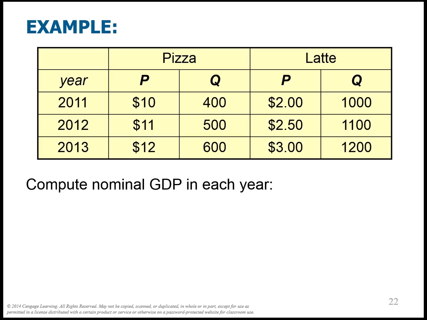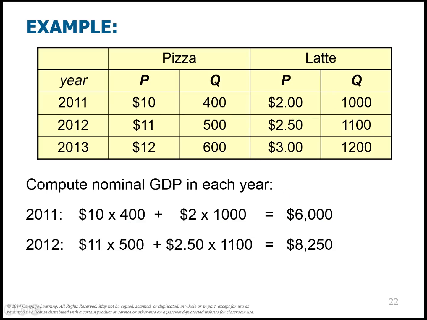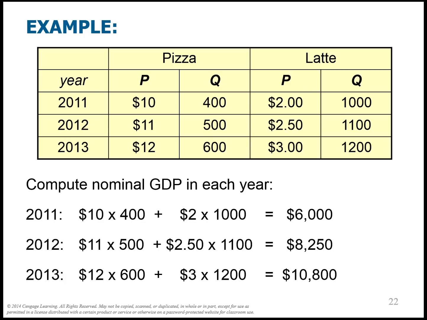If I want to compute the nominal GDP for 2011, I simply figure out how many dollars were spent in 2011. $10 on 400 pizzas, that's that piece, and $2 times 1,000 lattes, that's that piece, so the total GDP is $6,000 for 2011. The nominal GDP for 2012 is 11 times 500, and then 2.50 times 1,100, and the nominal GDP for 2013 goes up to 10,800. Now, these are big increases in GDP. You see there's a 37.5% increase and a 30.9% increase.